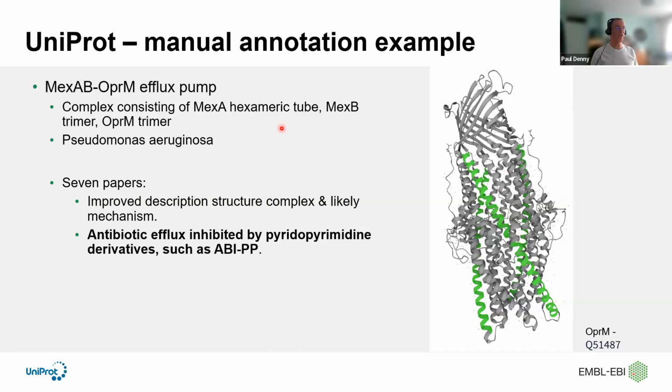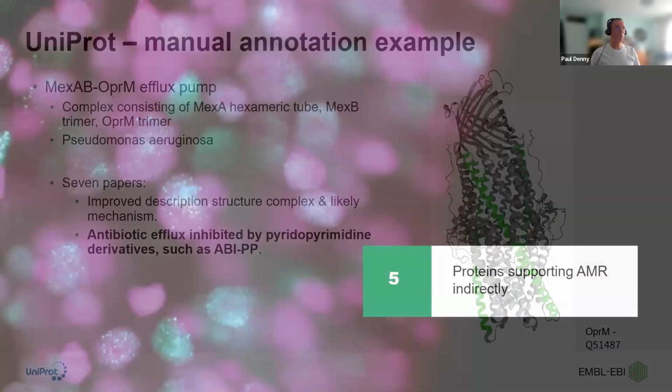And we've improved its annotation by adding more papers from the literature, and also along in that process identified that the antibiotic efflux can be inhibited by this pyrimidine derivative, such as ABIPP.